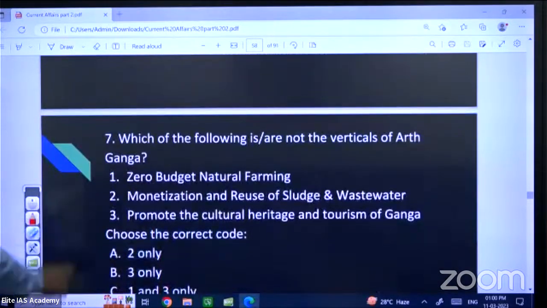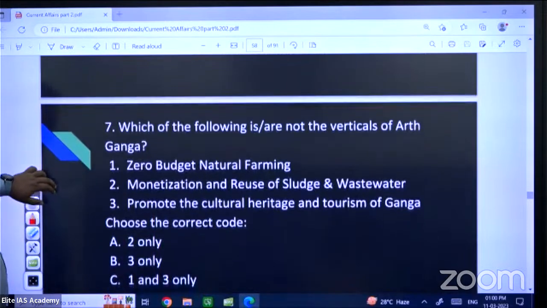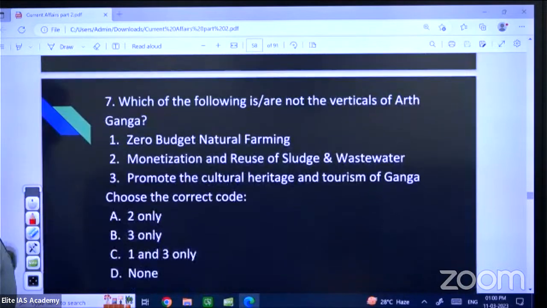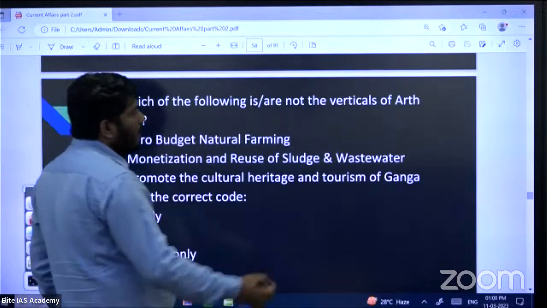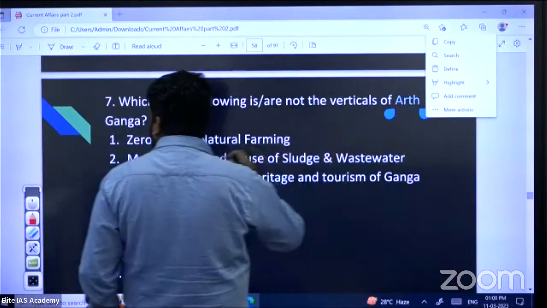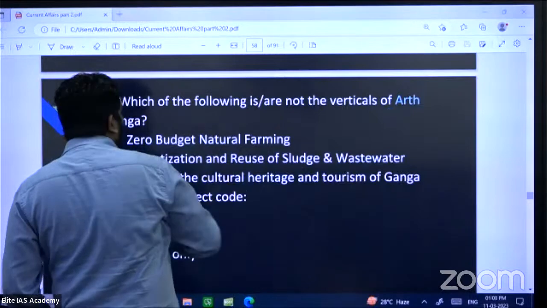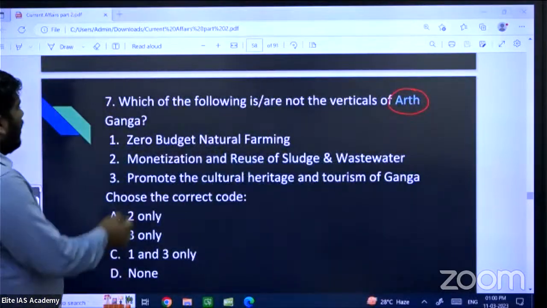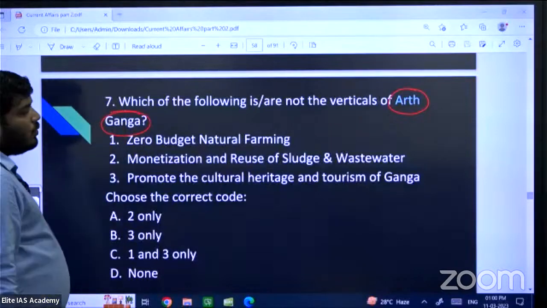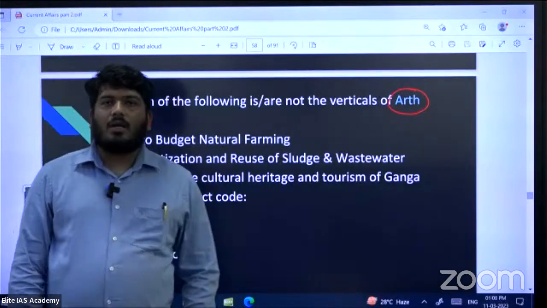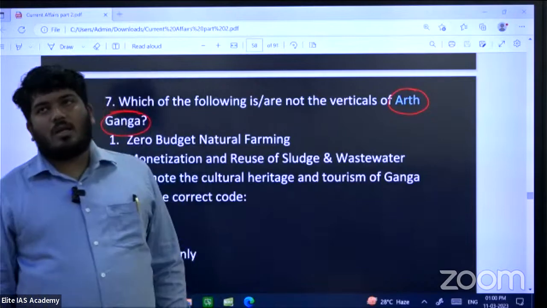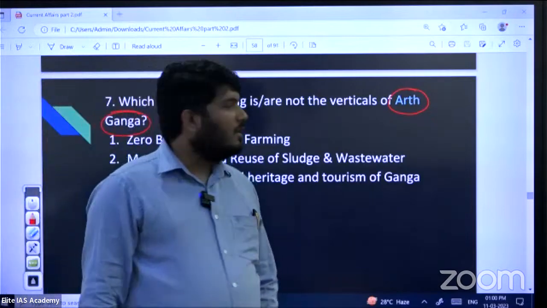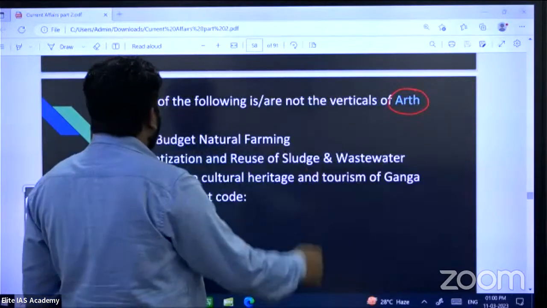Next question is, which of the following are not verticals of Earth Ganga? Okay, very good question. Earth Ganga, as the name suggests, Earth means Arthik, that is economic. Earth Ganga means the economic benefit that will be taken from the Ganga. There are so many projects related to Ganga, Namami Gange, Ganga Clean Mission and all. So Earth Ganga is one of the projects.